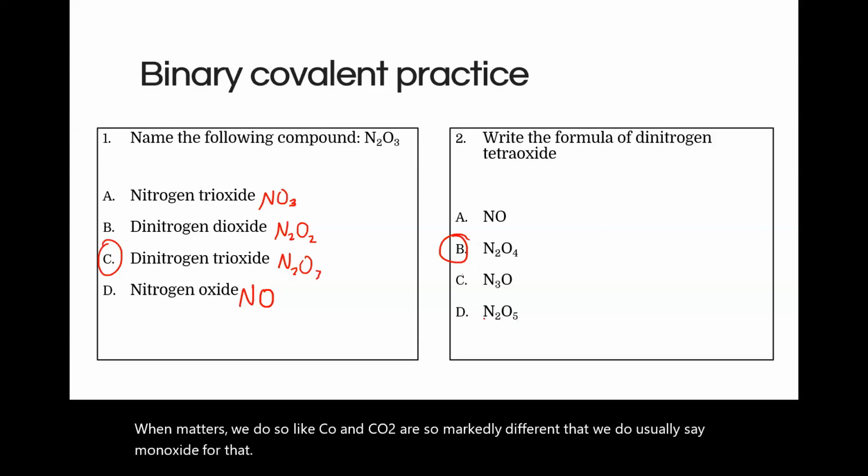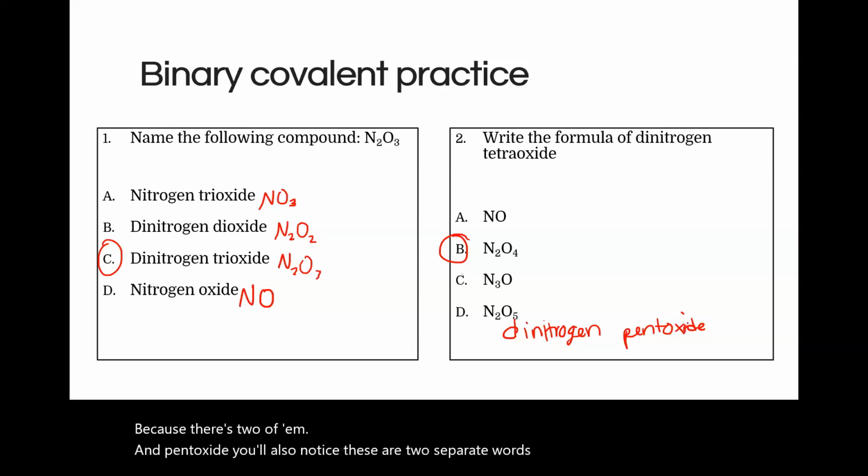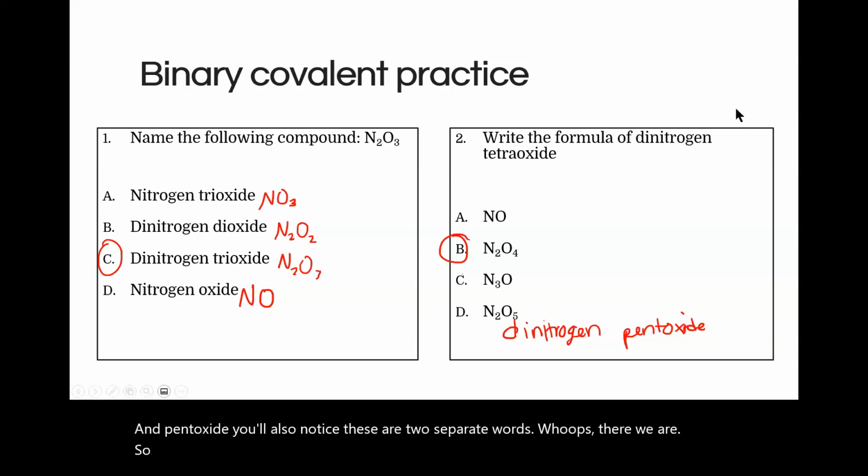And then N2O5 would be what? The caption said N5, which is weird. N2O5. Nope. Yeah, you got it. So dinitrogen, because there's two of them, and pentoxide. You'll also notice these are two separate words. Okay, so good. We're pretty good at naming covalent compounds.